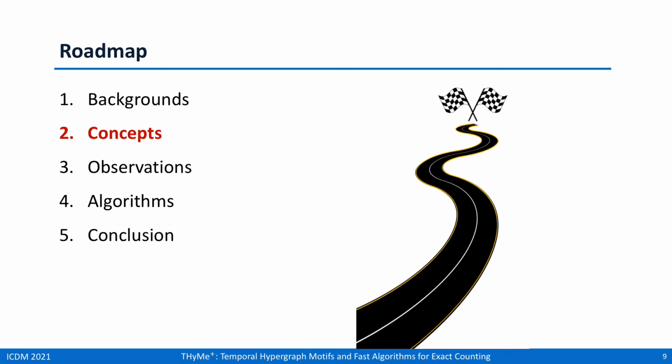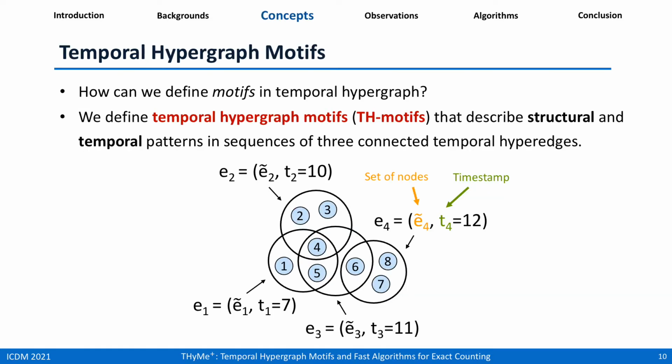Now let's see how we define the new concept, temporal hypergraph motifs. Our question is how to define motifs which describe local structure and temporal patterns of the temporal hypergraph. In this work, we define temporal hypergraph motifs, or TH-motifs in short, that describe both structural and temporal patterns of the sequence of 3 connected temporal hyperedges. Note that each temporal hyperedge is a pair of a set of nodes and the timestamp it arrived.